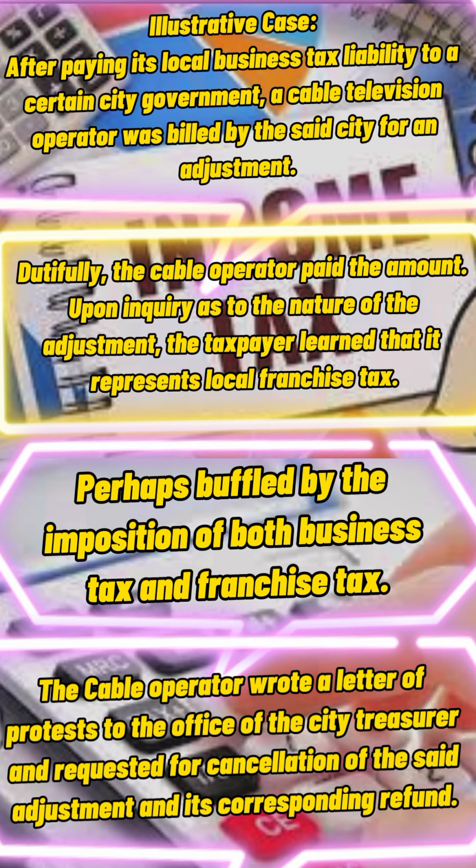Double taxation is violative of constitutional limitations on the power to tax when the tax is imposed twice on the same gross receipts by the same taxing authority. The cable operator argued that the imposition of both business tax and franchise tax amounted to unjust and improper double taxation. So this is why he requested for cancellation of the said adjustment and its corresponding refund.